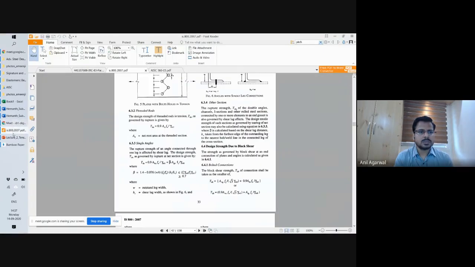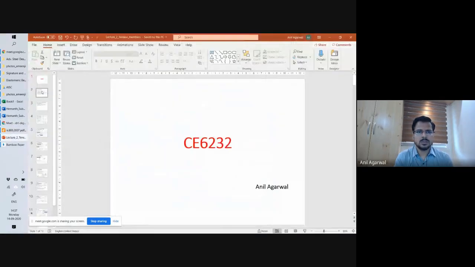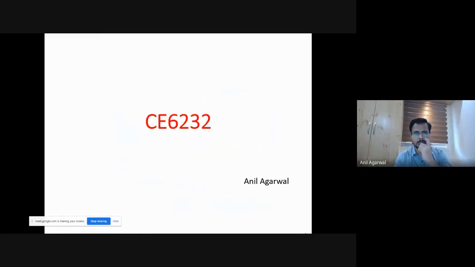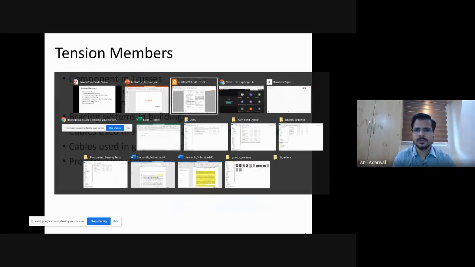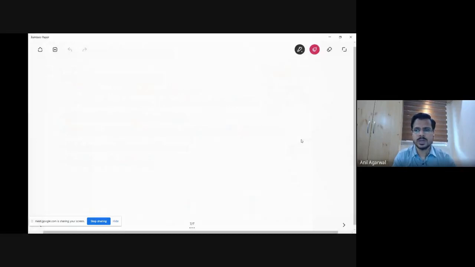Fine. So tension members are the simplest kind of structural members that you can come across. So where in structural systems are tension members used? That is the first question that you may have to think about. Can somebody give me some examples of where you get to see tension members used frequently in structures?